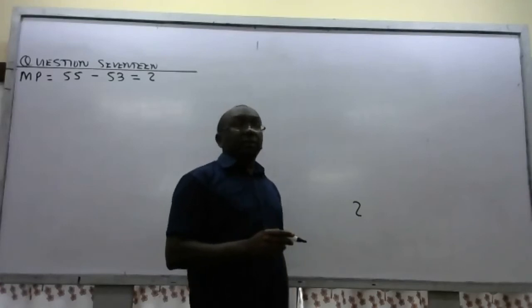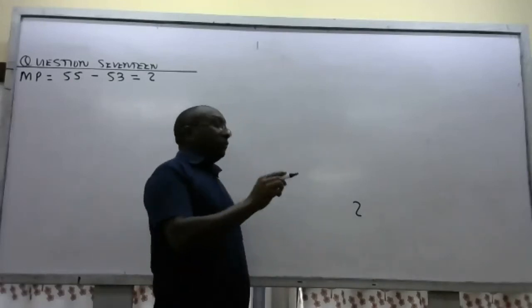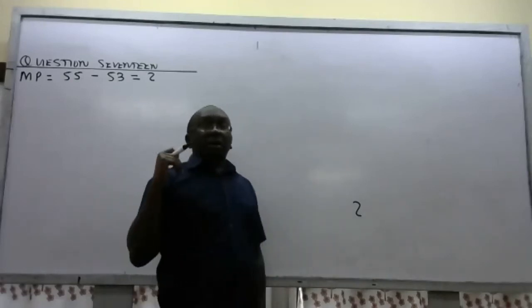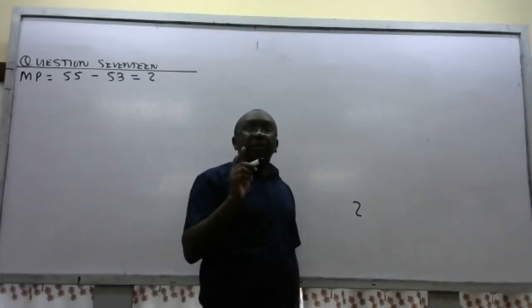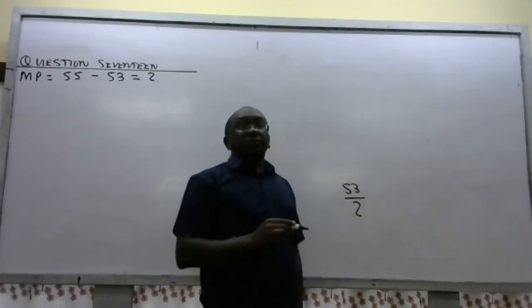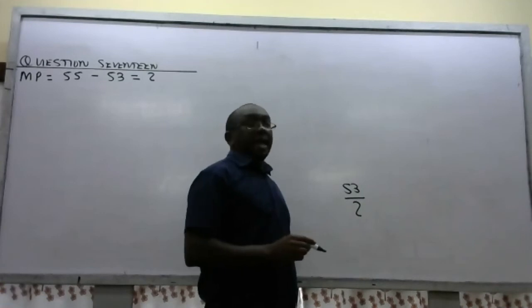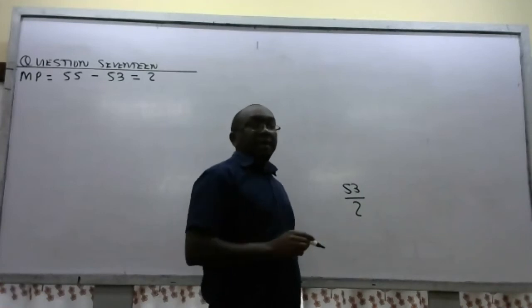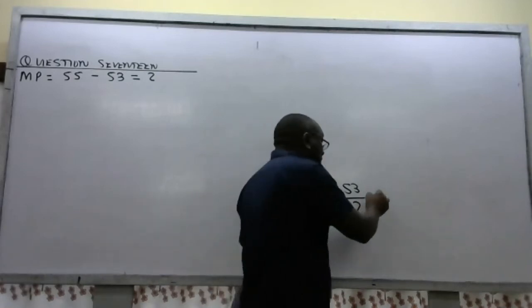55. Oh, so it's just like this one. Okay. So if it is 55, this guy then has acquired it at 53. If one packet remains unsold, the guy loses what? 53. So for him to recover that, he must sell how many more packets? 53 divided by 2 is around 27 packets.